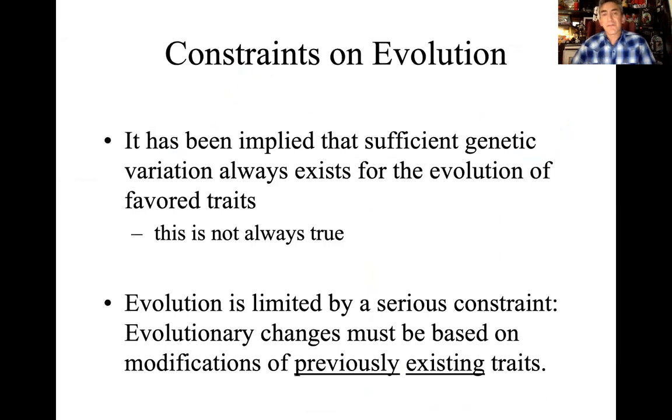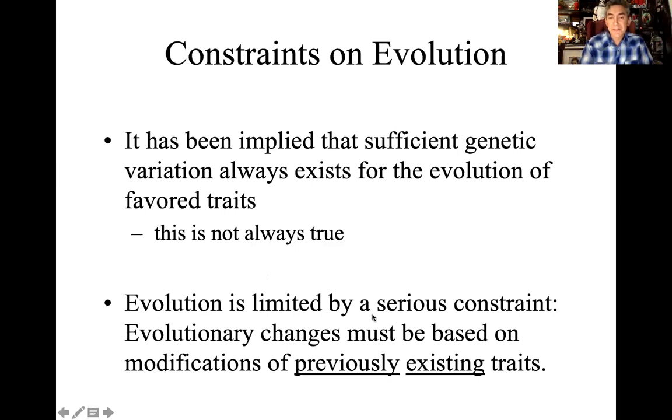And then as we try to summarize and finish up this background, this introduction to the themes of the course, we look at constraints on evolution. Right? So it's always been implied that sufficient genetic variation always exists for the evolution of favored traits. So like we say, well, polar bears are going extinct. Somebody says, well, they should just adapt so they don't die out. Well, it's not always that easy, right? Cheetahs are going extinct. Well, why don't they just evolve, right? Well, it's not always that easy. They don't have enough genetic variation to evolve, right?